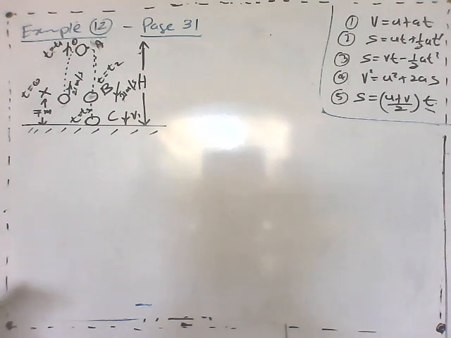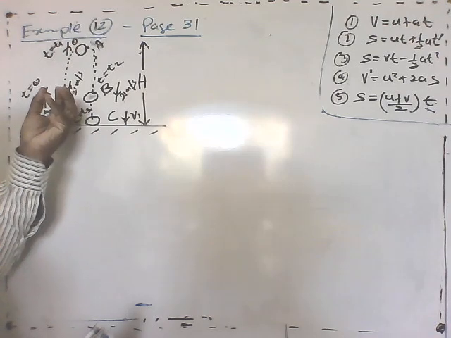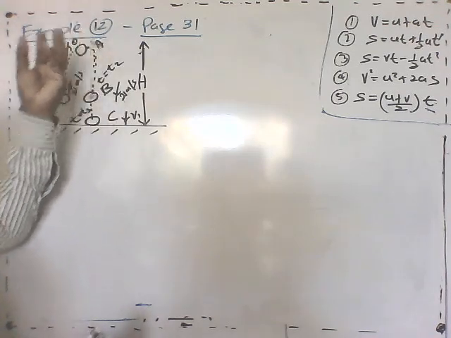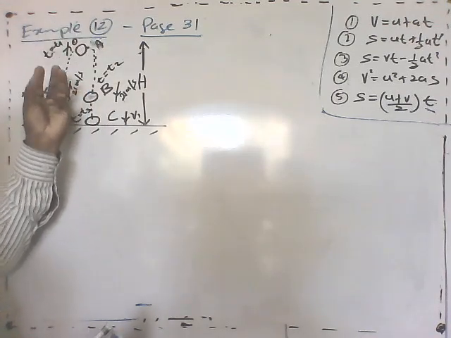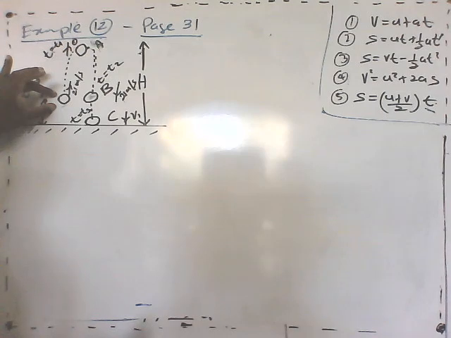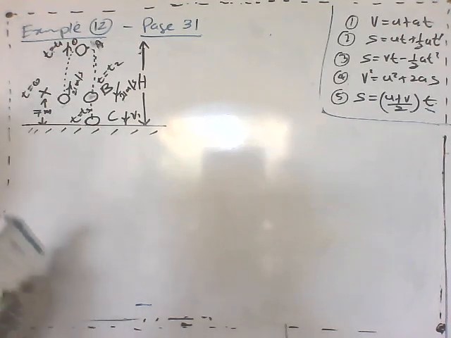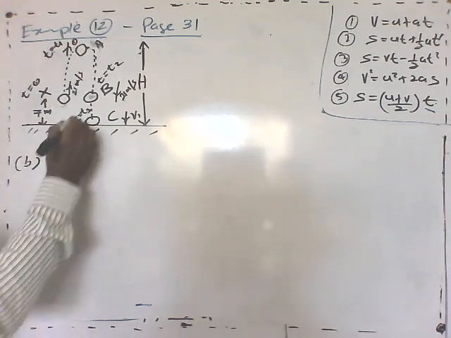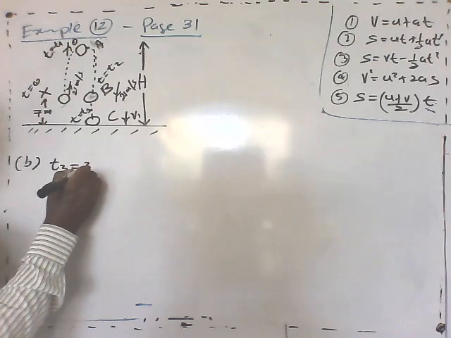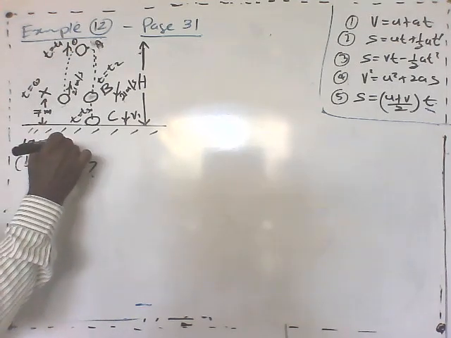So the time of flight, remember, means how long he was flying and how long he was airborne. So here he starts the journey, and as soon as he starts the journey, he is actually on air, flying, until he hits the ground. So part B, actually they are asking T3, and part A they are asking H.